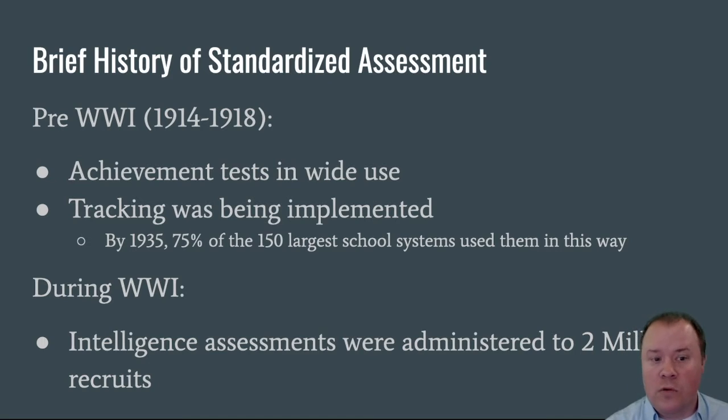If we look at pre-World War I, 1914 to 1918, achievement tests were in wide use at that time, and tracking was being implemented pretty heavily. By 1935, 75% of the 150 largest school systems used these achievement tests to track students, which we could have a whole other conversation about, the hugely negative implications that has had on our education system. During World War I, intelligence assessments were administered to 2 million recruits.